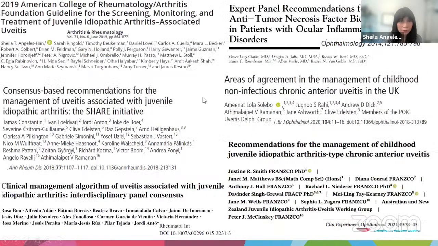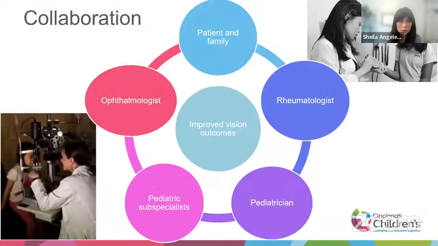There are many different recommendations that have come out internationally, not only from North America, but from the UK, from Europe, from New Zealand and everywhere else. So I think these could be important to look at as well. And finally, I just want to highlight the importance of collaboration amongst ophthalmologists and rheumatologists to improve our vision outcomes. We like to get our pediatric subspecialists involved. For example, if they have TINU, we like to have nephrology involved, or for IBD, you want to have the gastroenterologist involved, but this collaboration is so critical to these children's outcomes.